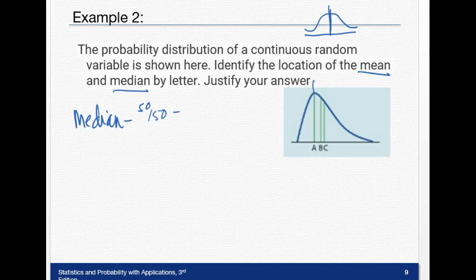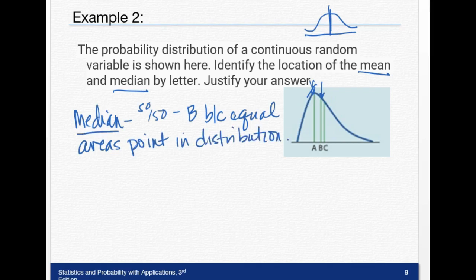A splits the data here. The area left and right of it don't look equal, so I would throw out A. If I look at B, the area left and right of B, I think B is more likely than C, so I would go with B. So I would say B, because there's equal area. It's the equal areas point in the distribution. All right, so identify median first.